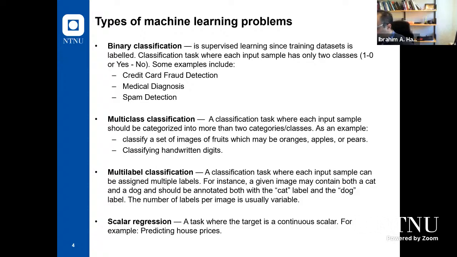For example, classifying a set of images of fruits, which may be oranges, apples, pears, or classifying handwritten digits. In handwritten digits, it's from 0 to 9, so we have 10 classes. Each image or each digit should be classified into one of those 10 classes. So in this case, it's multi-class classification.